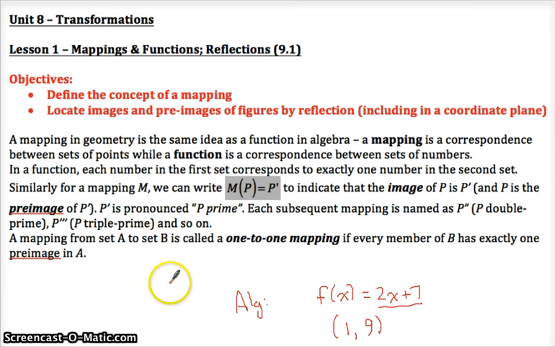Then there's one other layer here. A mapping from set A to set B is called one-to-one if every member of B has exactly one pre-image in A. We'll get to that a little bit later. Mappings might be one-to-one or they may not be. So one-to-one is kind of an adjective we use to describe some mappings. I relate it to birthdays, so we'll talk about birthdays later.